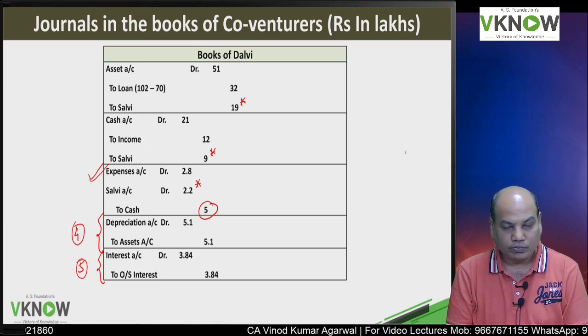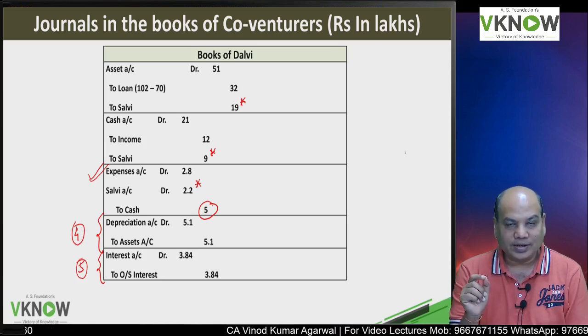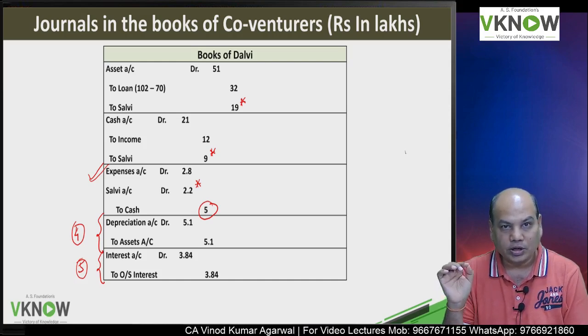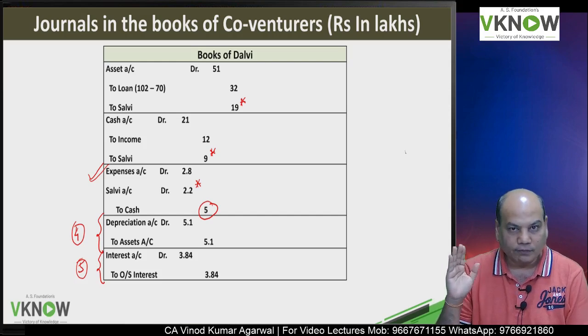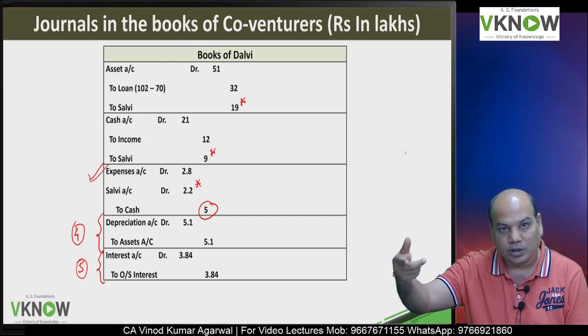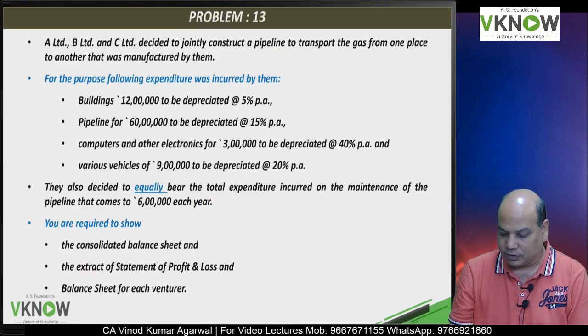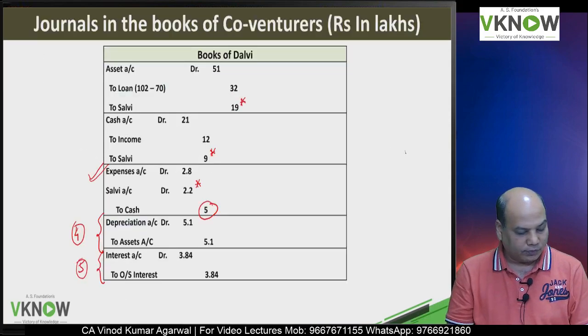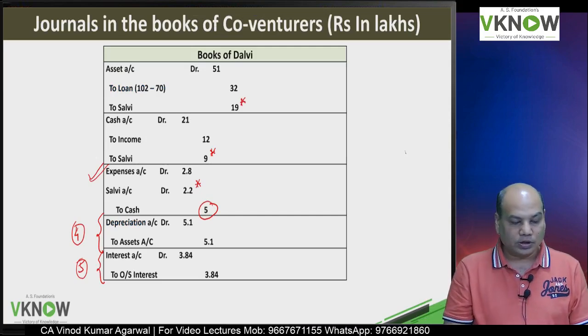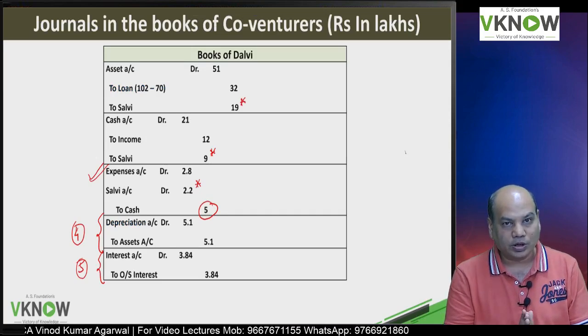So this way you are going to record the entries in the books of the venturer in case of a jointly controlled asset. This is a very good example for understanding, and the same figures will get reported in the CFS also. So today we'll stop here. We'll continue in the next lecture.